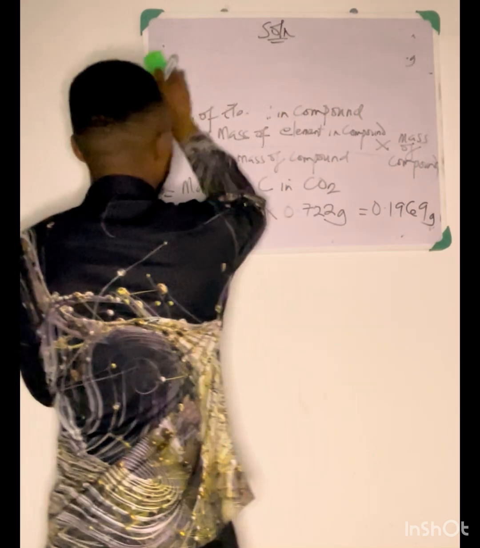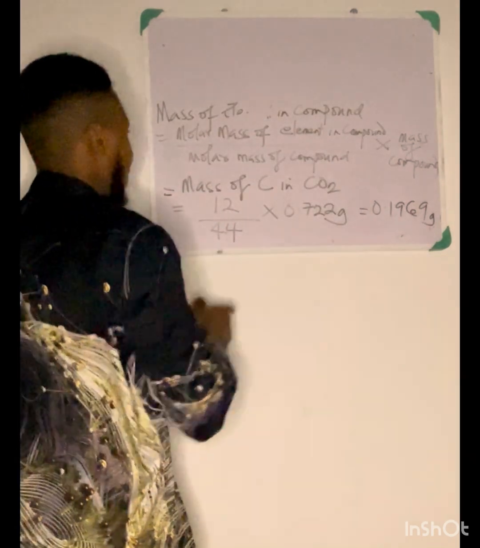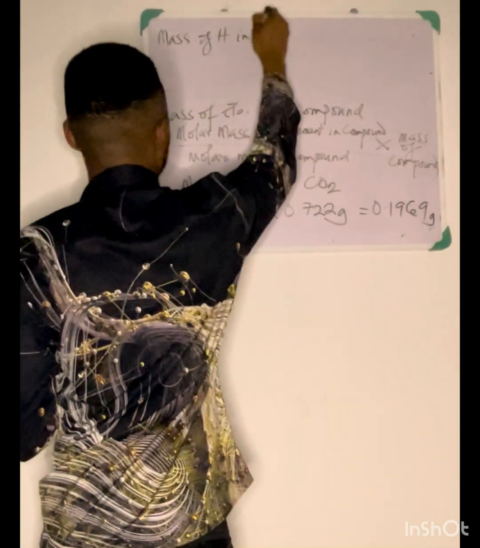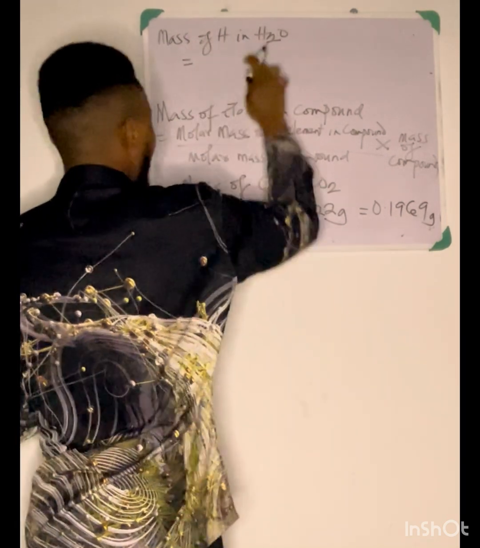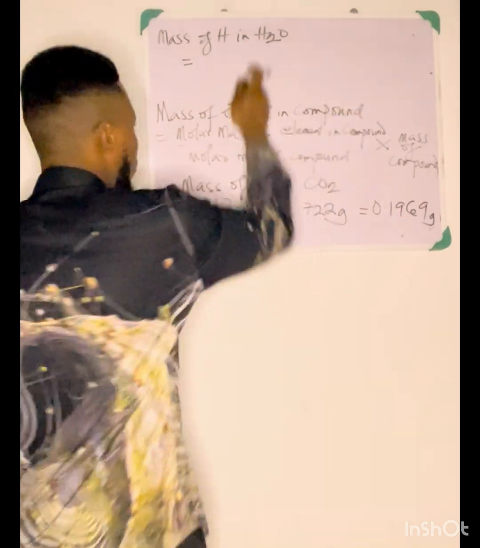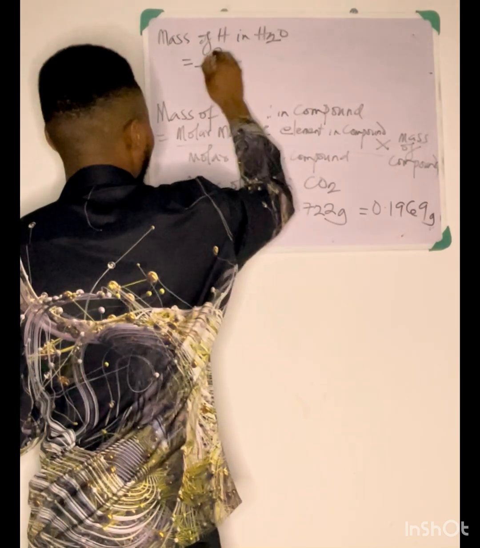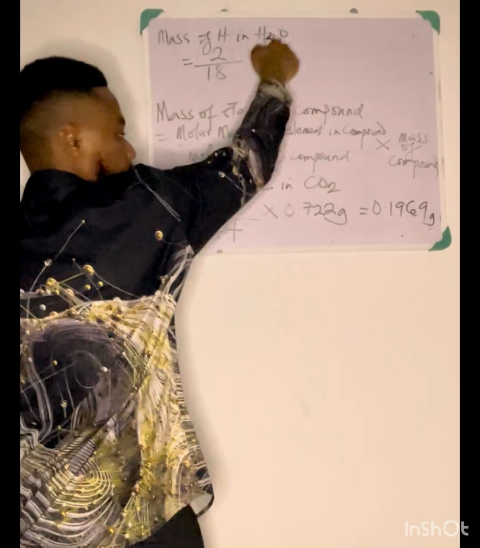So now let us look for that of hydrogen. Hydrogen is in water, so we say mass of hydrogen in H2O. Hydrogen in water is 2 atoms. Normally, the molar mass of hydrogen is 1. So 1 times 2 is 2. So we say 2 divided by 2 plus 16, which is 18. Oxygen is 16. So this is the molar mass of the compound.